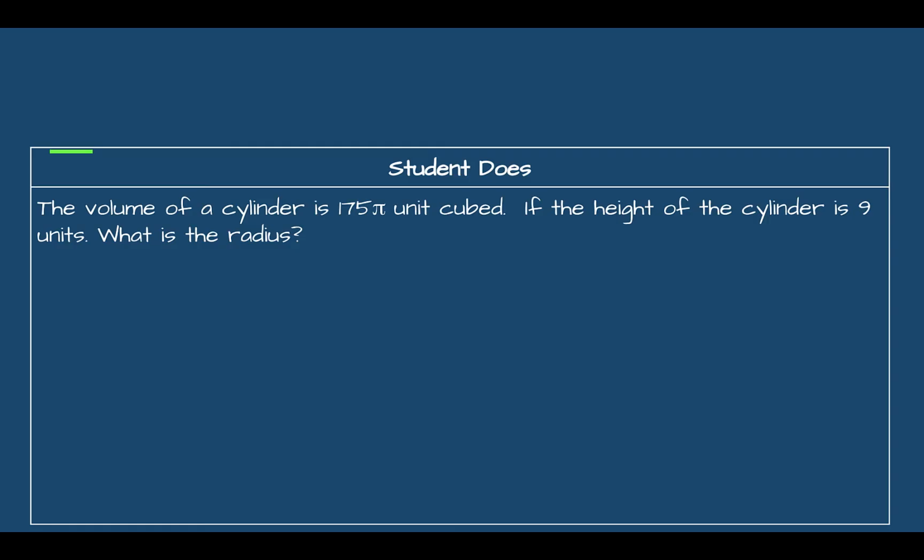Now that I've done the 3 examples of each type of object, do the 3 problems on the student does side. Pause the video, calculate the volume related questions for the cylinder, the cone, and the sphere.